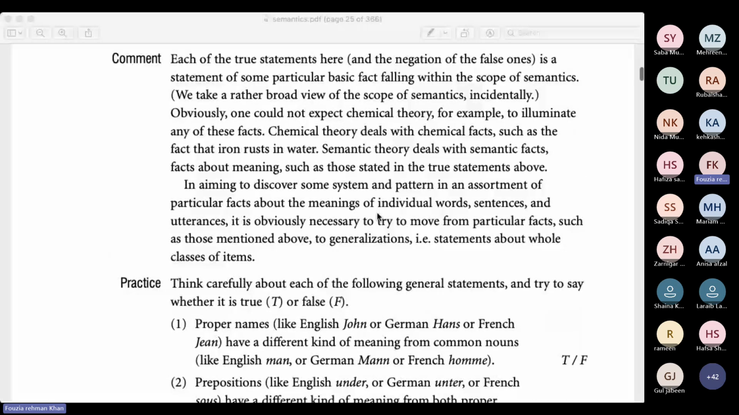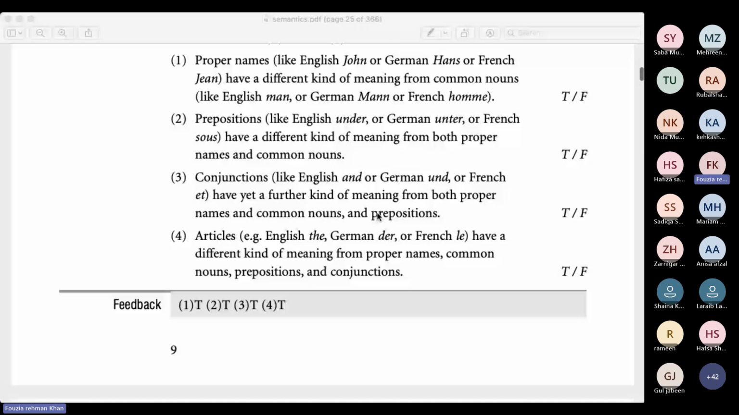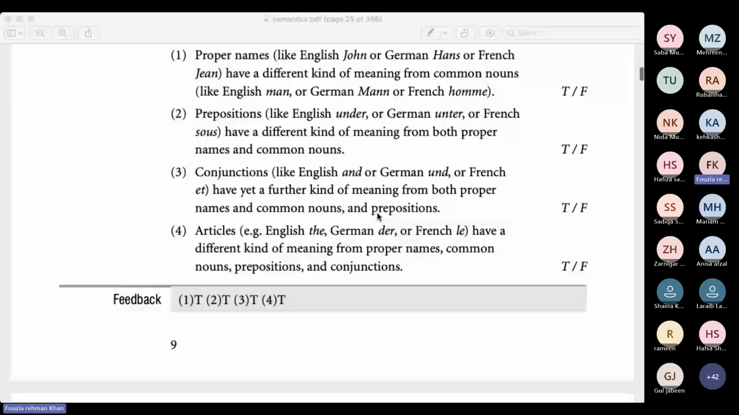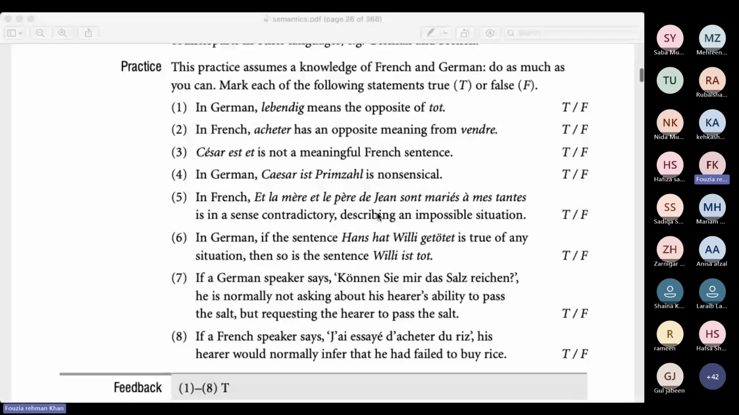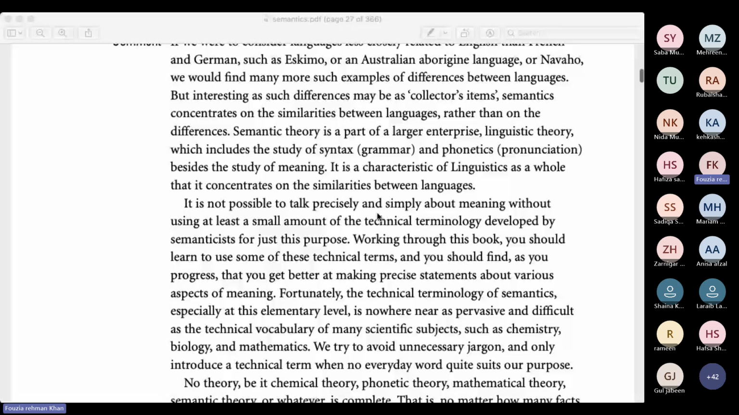For the rest of the exercises, these are related to other languages, so we are leaving them. Just cross these exercises. Because we do not know the French language and the German language, so we cannot practice these, and we are just skipping these exercises on page 9, 10, and 11. All of these, just cross these. Okay, on page number 12 as well, this one too.